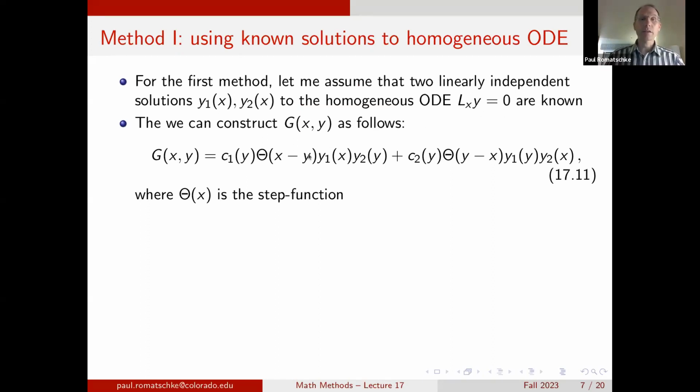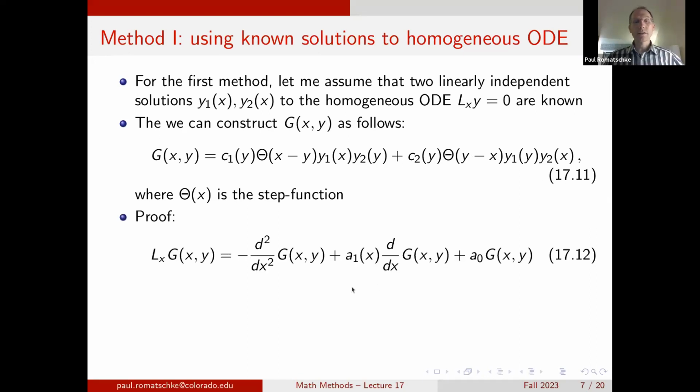G of x and y is given as a step function x minus y times the linear combination y1 of x, y2 of y, times a coefficient function c1 of y, and then a step function y minus x with the different combination of solutions y1 of y, y2 of x, with a different coefficient function c2 of y. So this is an ansatz for this Green's function with theta the step function, and in the following we will show in particular what we have to choose for these coefficient functions such that g is the correct Green's function in the definition that we used before.